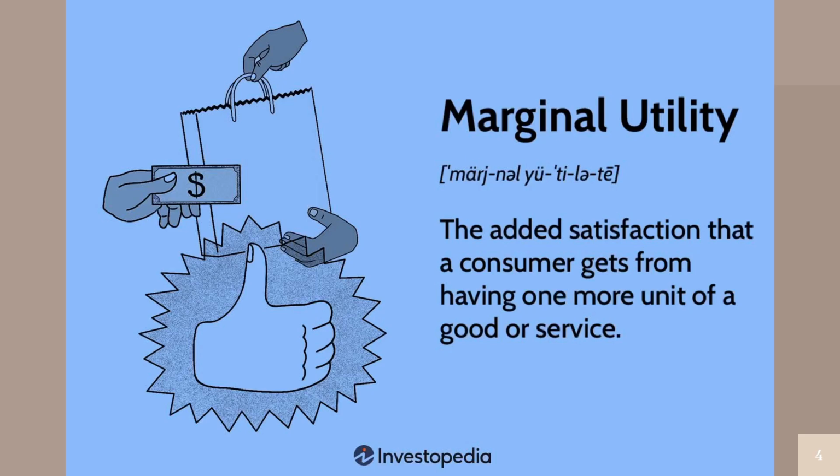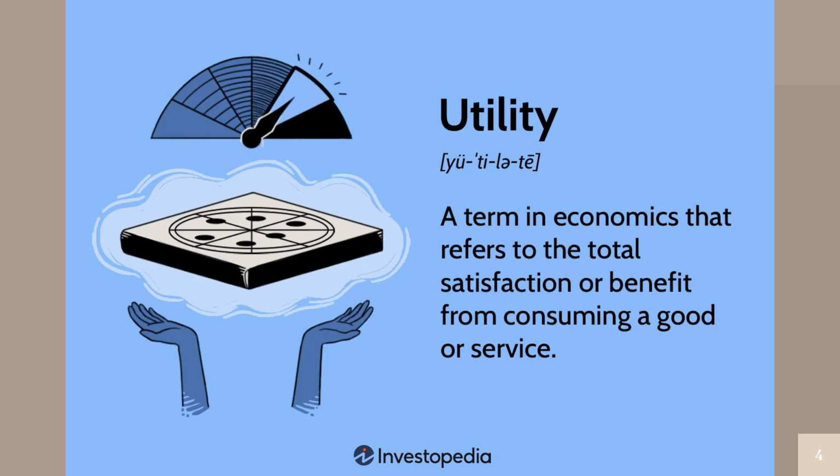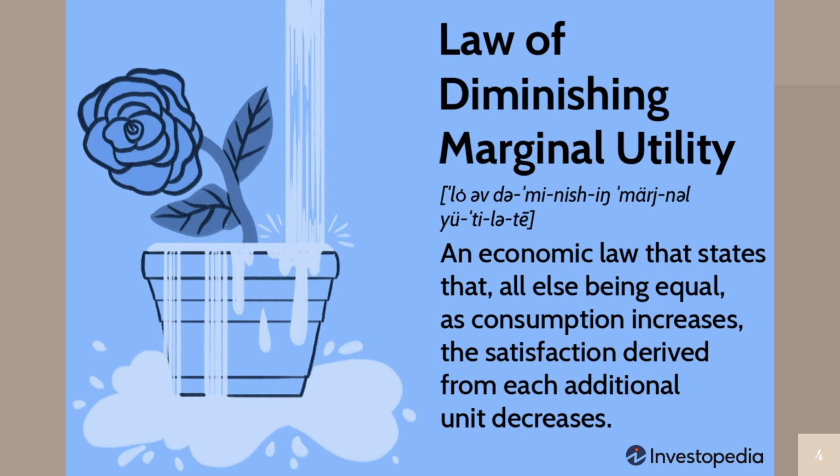Marginal utility refers to the additional satisfaction or value derived from consuming one more unit of a good or service. On the other hand, total utility is defined as the overall satisfaction or value obtained from consuming a certain quantity of a good or service. This utility is not constant. Often we get diminishing marginal utility.